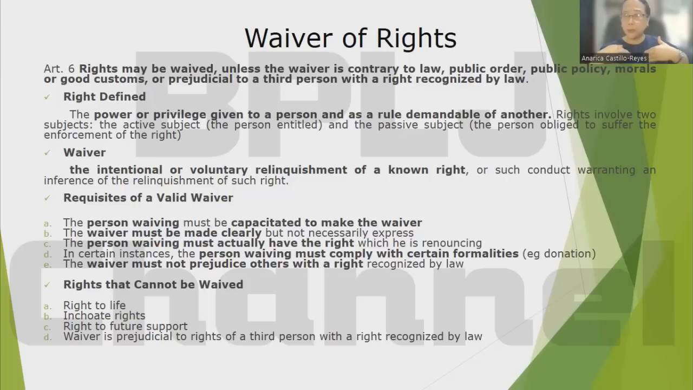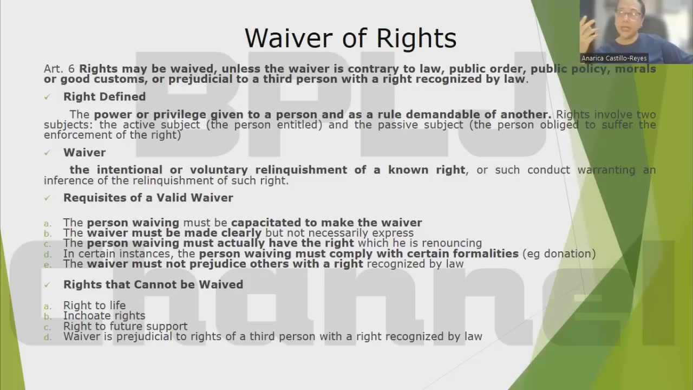Okay. First, the right must belong to you. Okay. Because you cannot give or you cannot waive for that matter what you do not have. Okay. Second, the waiver must be expressed, meaning there is an express declaration that you are waiving the right, or implied. Okay. When it is implied, there must be an overt act which impliedly states that you are waiving that right. And there are certain formalities that have to be done before the right is waived. The formalities must be observed. And the last requirement is that the waiver must not be contrary to law, morals, good customs, or prejudicial to a third person with the right recognized by law.